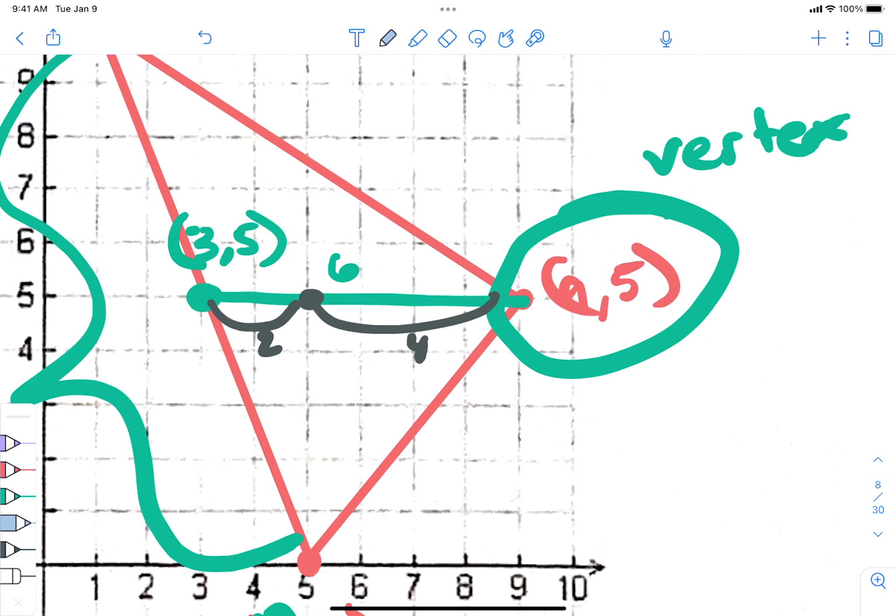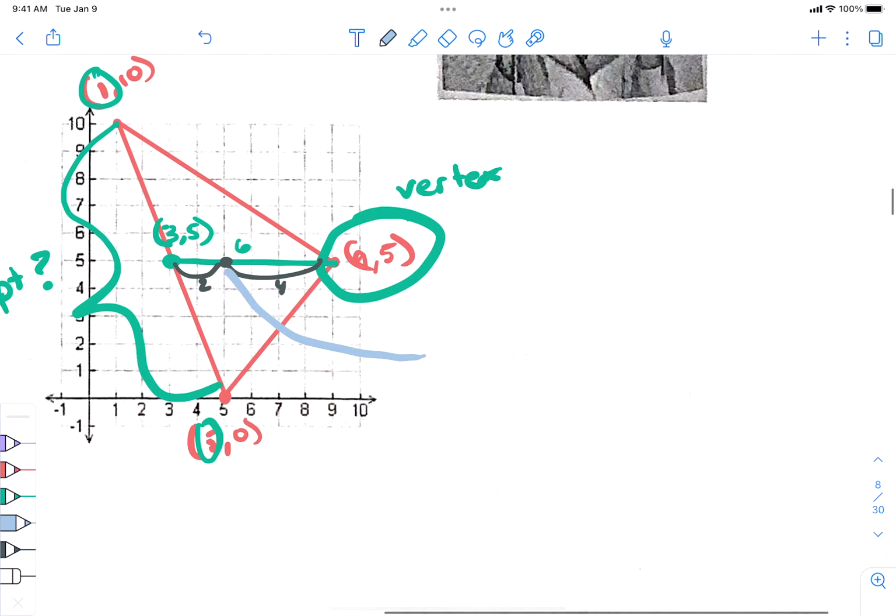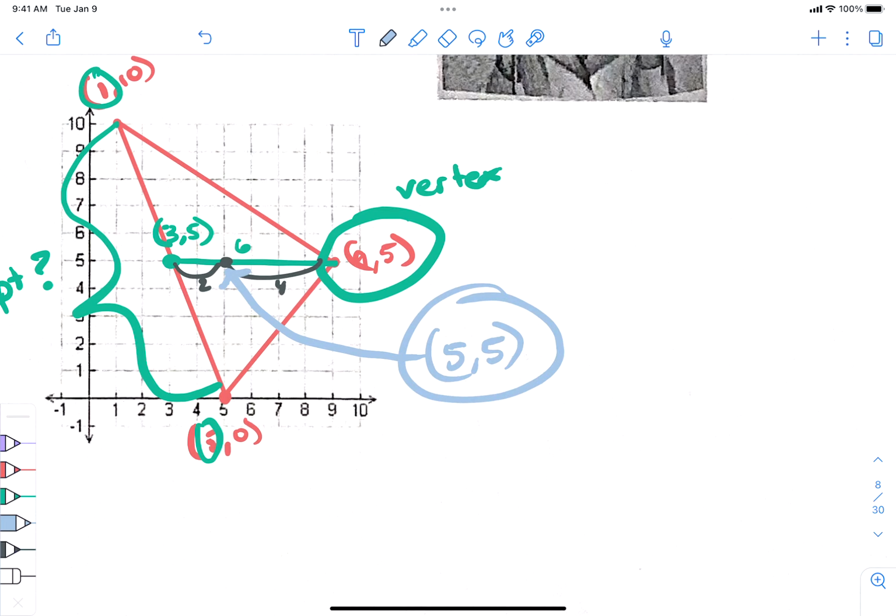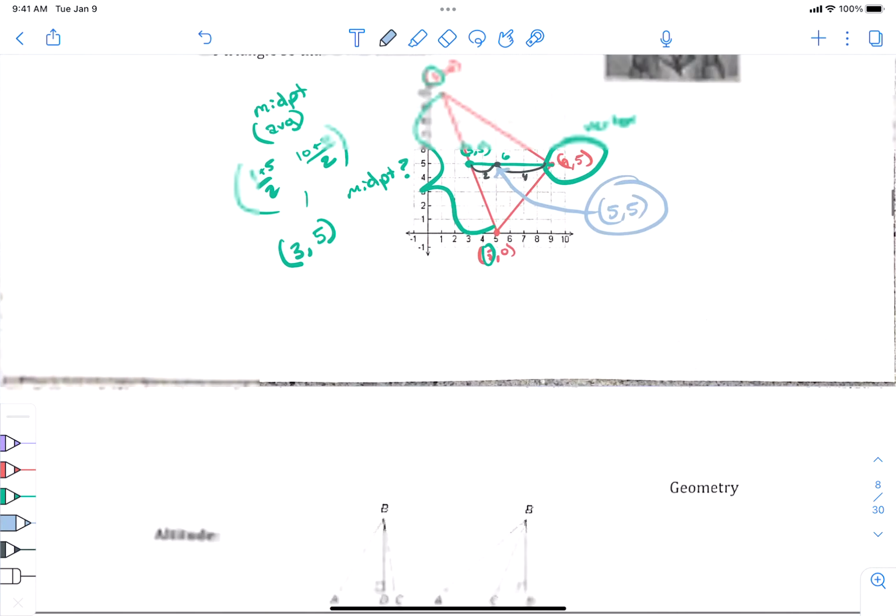So where's the location of your centroid? 5, 5. Yep. That's my centroid. Okay. We didn't even have to do all three of the things and connect all three of the medians, right? We could just do 5, 5 and be done with it, right? Yep. Good? Okay, let's go to this one here.